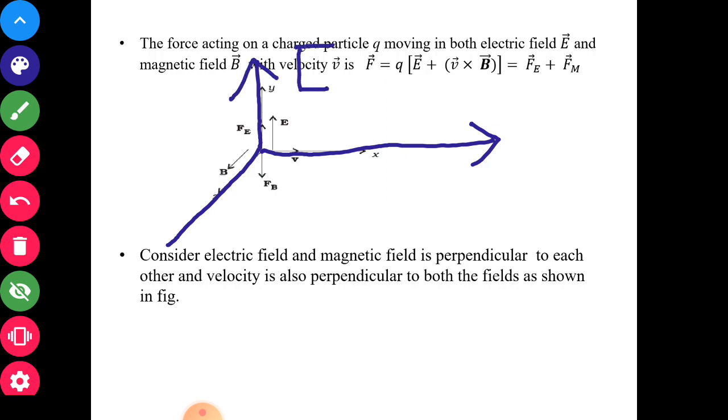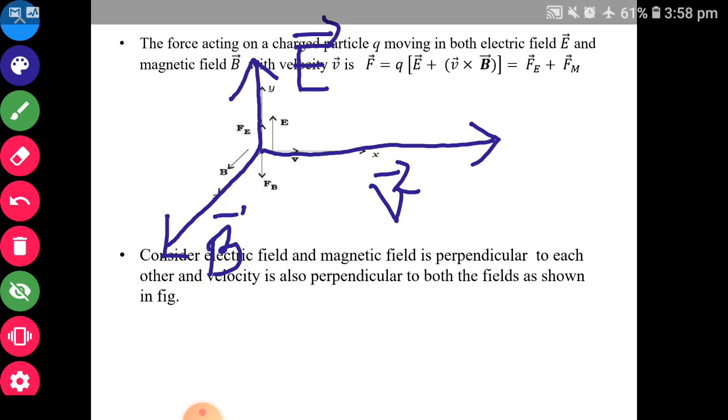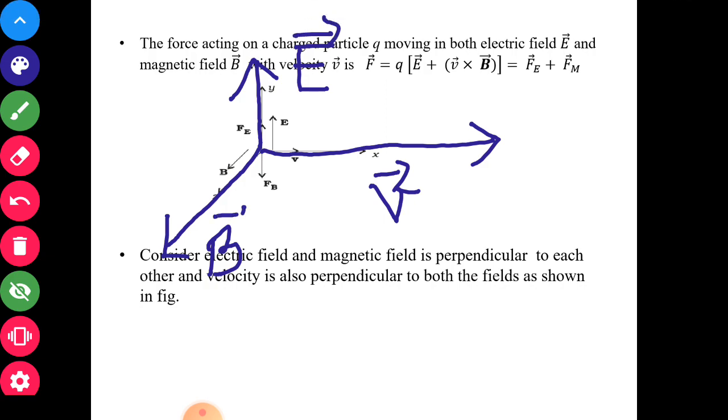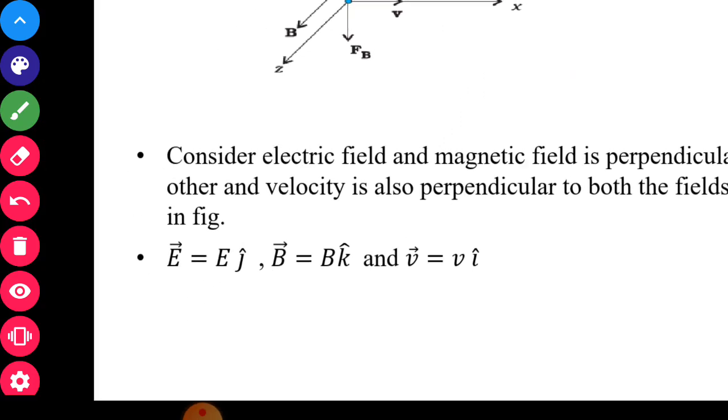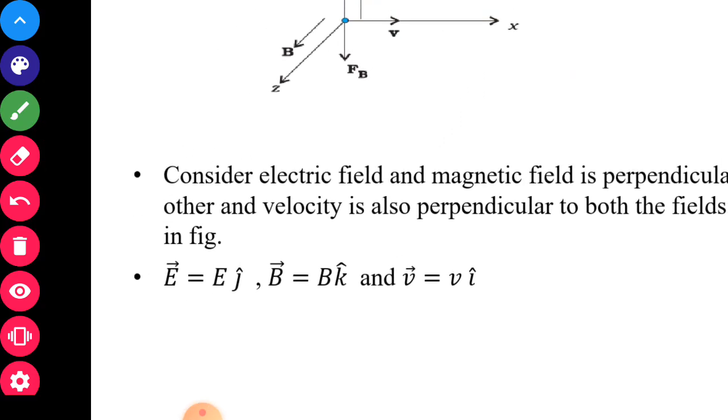So the electric field is in the y direction and the magnetic field is in the z direction. Velocity is in the x direction. So these are the different directions of three different quantities. Okay. So the electric field can be written as E j cap, which I explained, because the electric field is in which direction? Y direction, positive y direction.